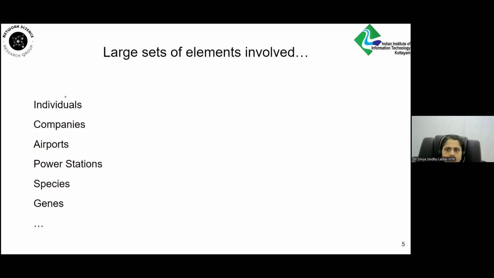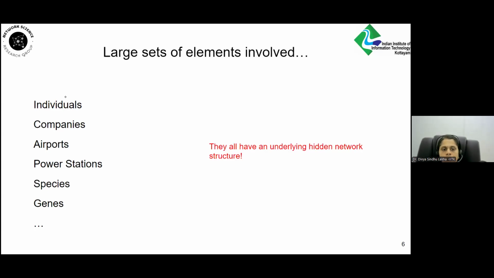In all of the systems that we have seen, maybe in a transportation system or the internet, or in a social network, we know that a large number of elements are involved. These elements could be individuals in the case of a social network, companies in the case of an organizational network, airports in the case of an airways network, power stations in the case of a power network, different species in the case of an ecological network, or genes in the case of a genome network.